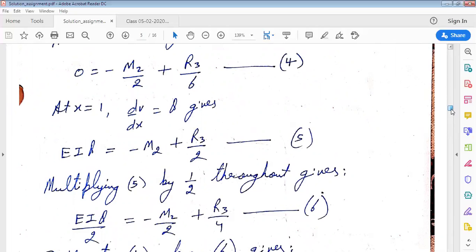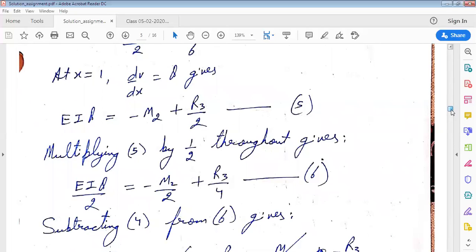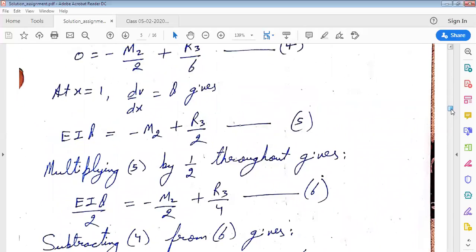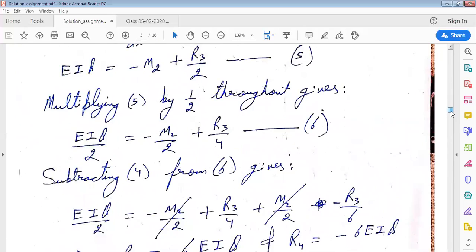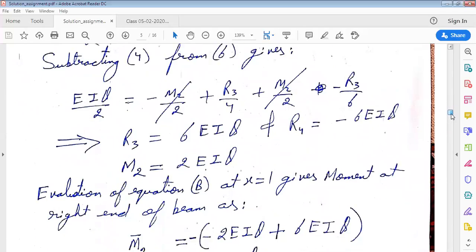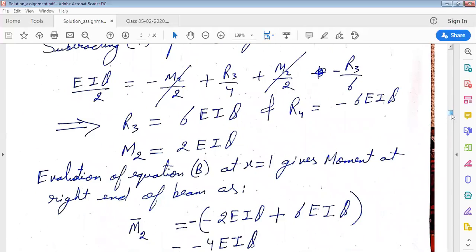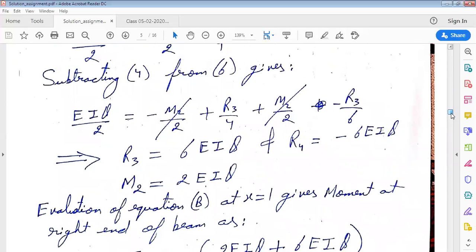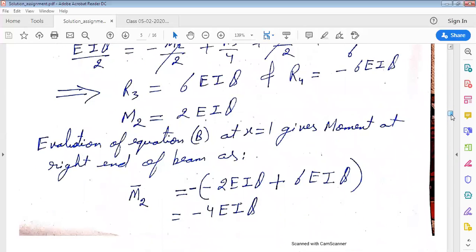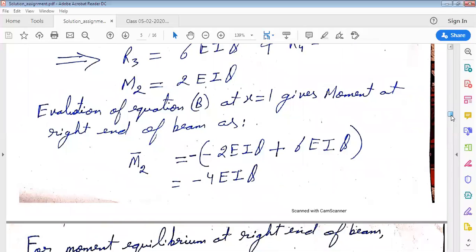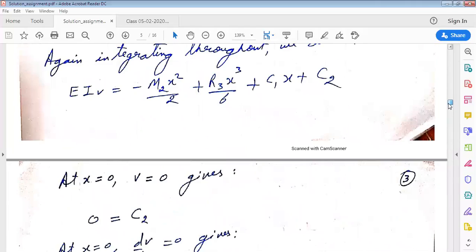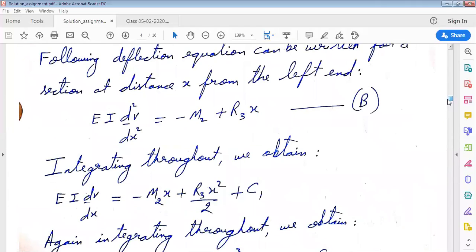Now multiplying 5 by 1 by 2 throughout gives us equation 6, and subtracting 4 from 6. This is equation 4 and this is equation 6. We get the value of R3 as 6 EI theta and R4 equal to minus 6 EI theta and M2 equal to 2 EI theta. Now, evaluation of equation B at x equal to 1 gives the moment at the right end of the beam as minus 4 EI theta, where equation B is this, the equation of bending moment.